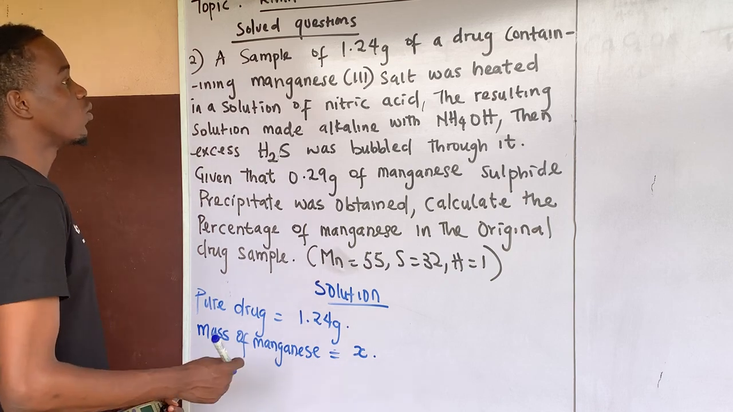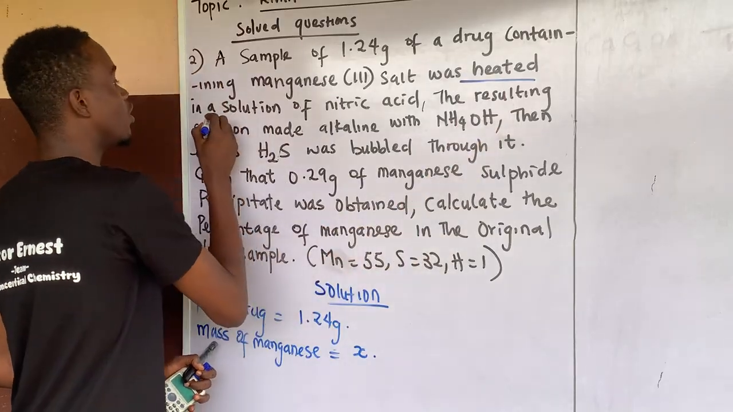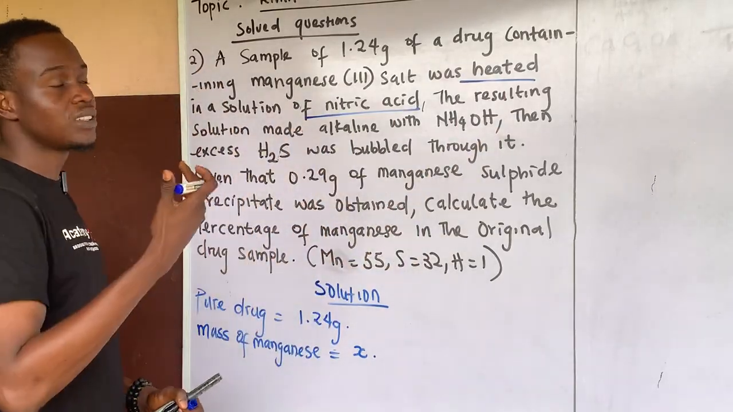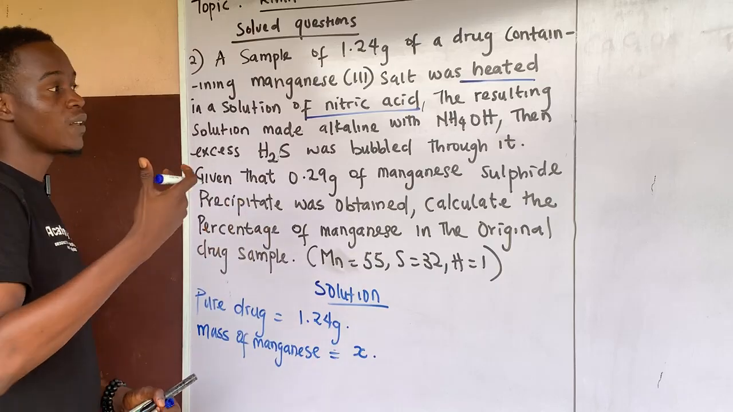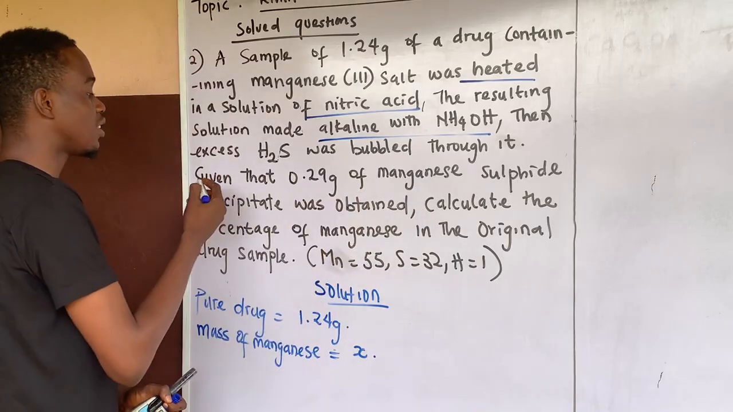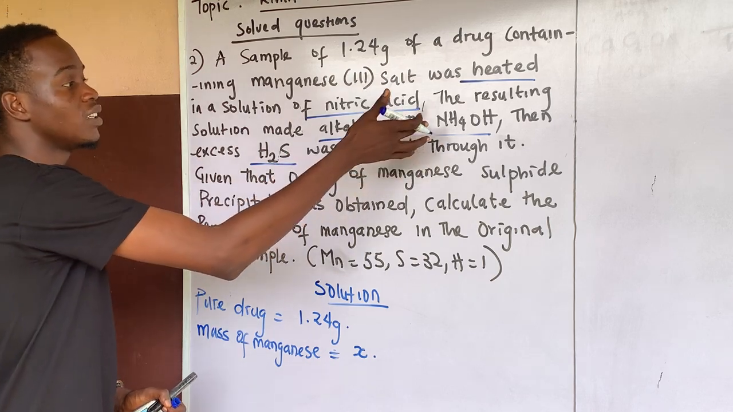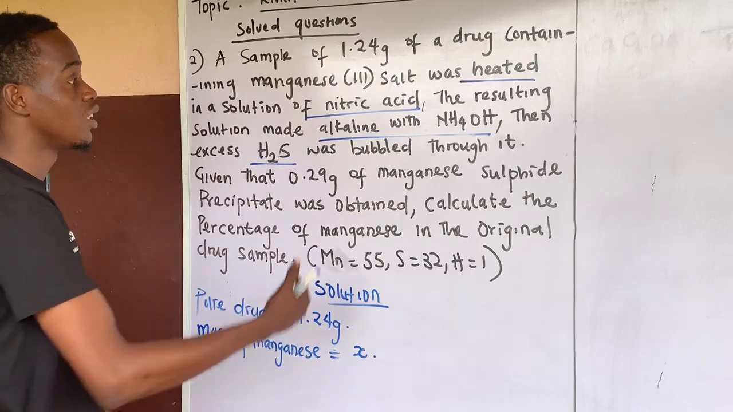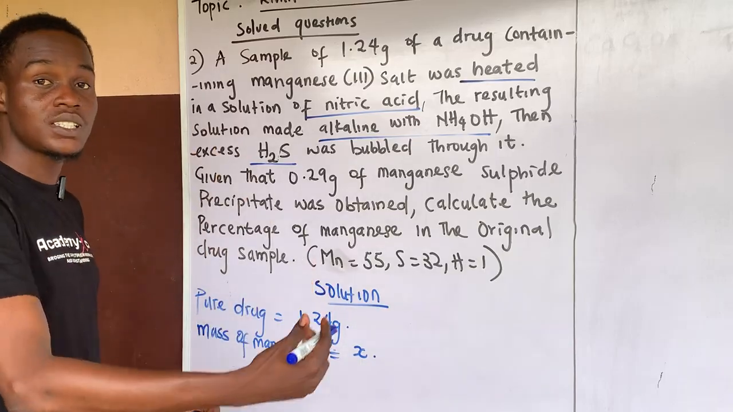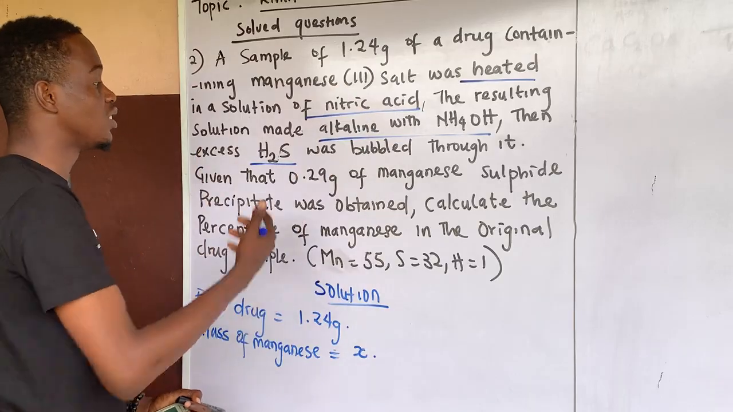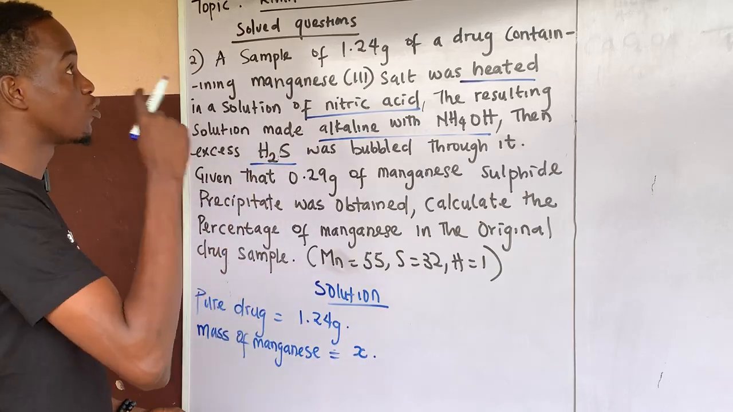Now, before the reaction took place, the drug was heated with a solution of nitric acid to dissociate manganese as a free ion in the compound. And it was also made alkaline with ammonium hydroxide because it is reacting with hydrogen sulfide, which is acidic. So that's the function of nitric acid and ammonium hydroxide in the reaction. Nitric acid helps to dissociate the manganese ion so that it is able to participate in the reaction, while ammonium hydroxide made it alkaline because it is reacting with a sulfide which is acidic. So we'll go to the stoichiometric reaction.